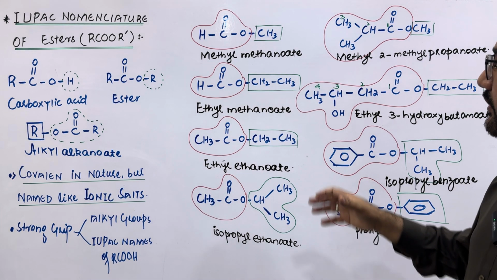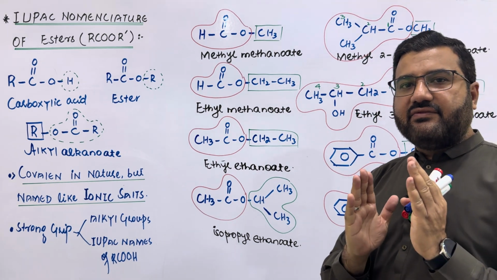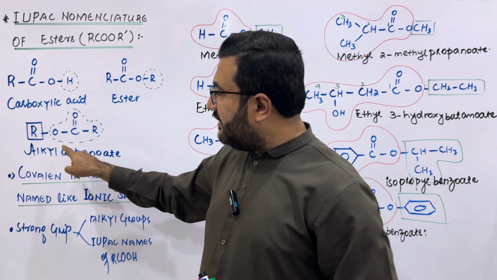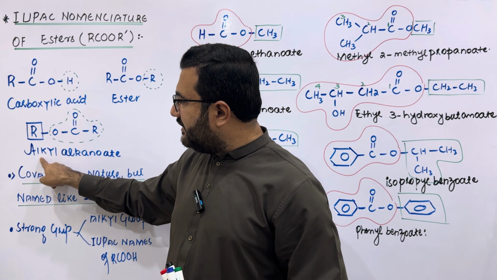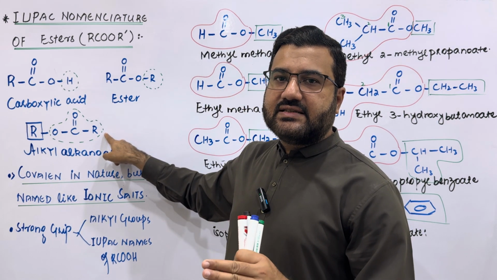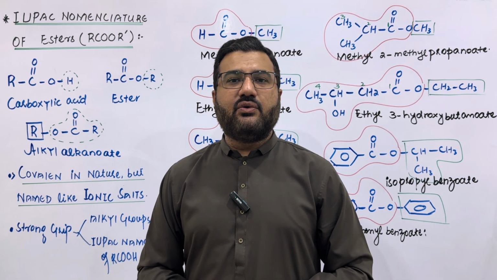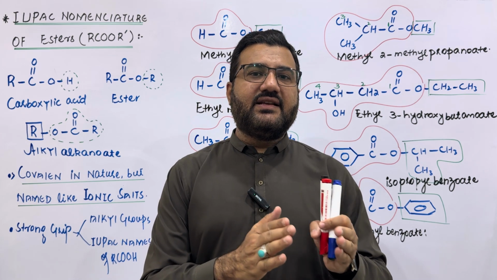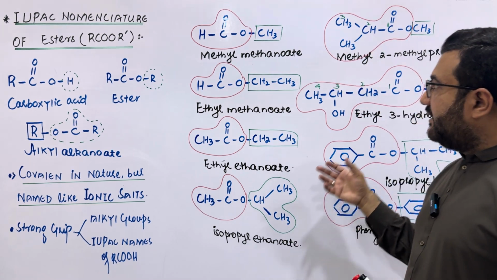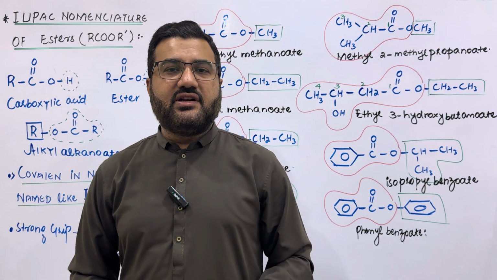So in this way, you can name any ester written in front of you. Just keep one thing in your mind, that every ester has two names in its IUPAC name. The first name refers to the pure hydrocarbon portion, that is the alkyl, and the second name refers to the acid from which this ester is derived, and that will be from alkanoic acid. It will be called alkanoate by replacing the ic of the name of the carboxylic acid with ate. So in this way, any ester can be named. That was all about the IUPAC nomenclature of the esters.